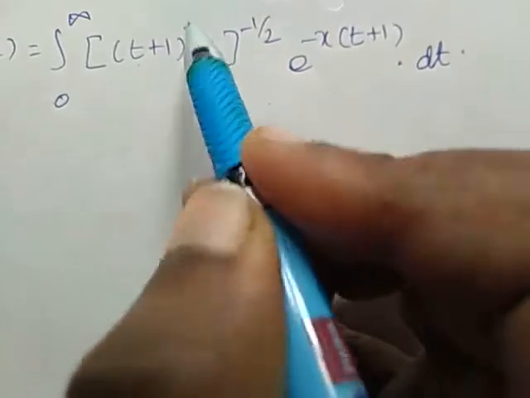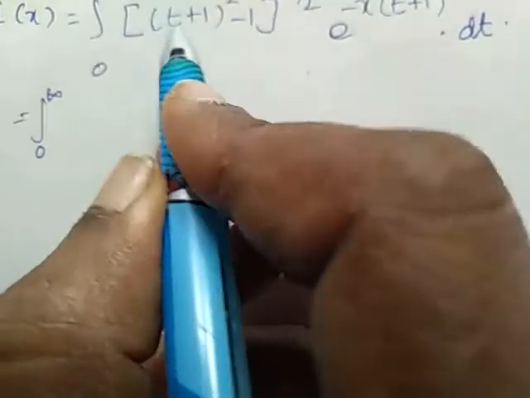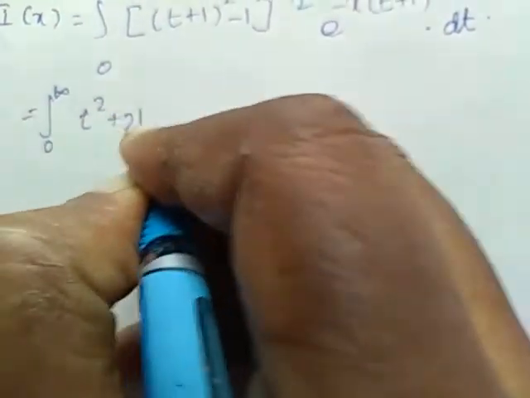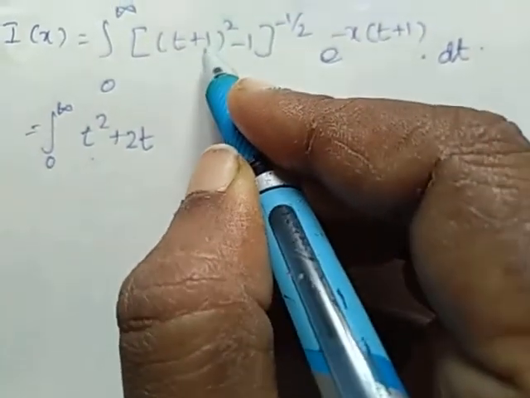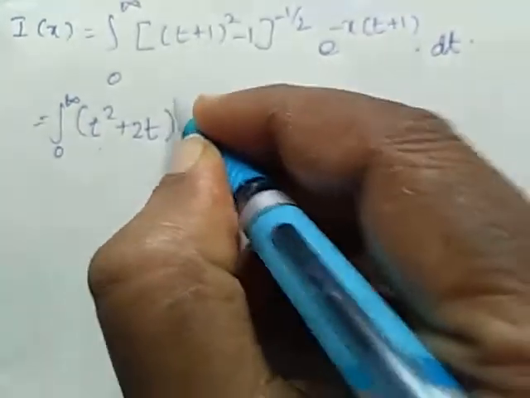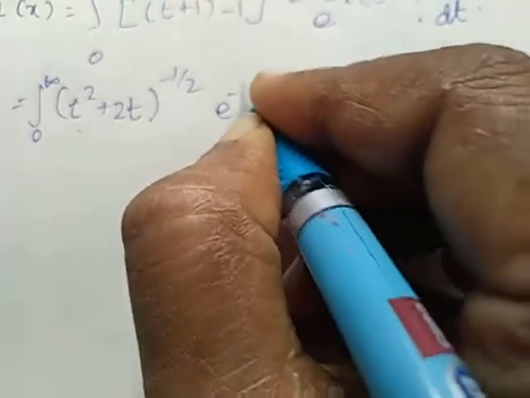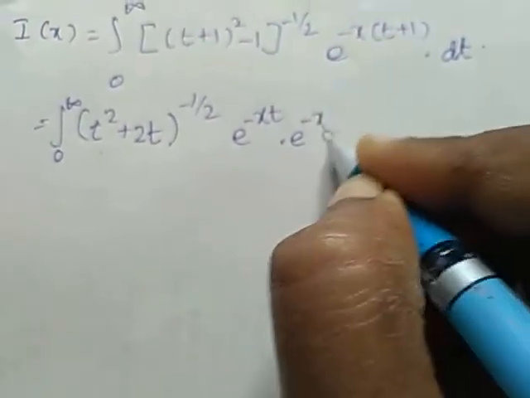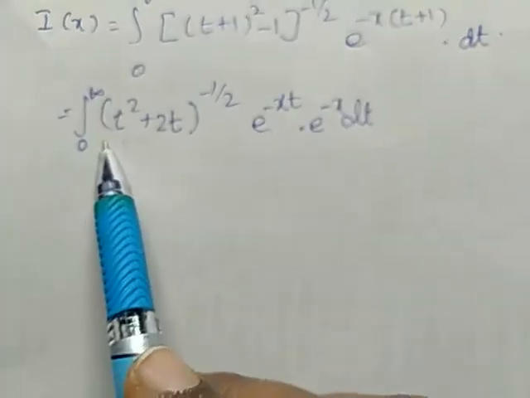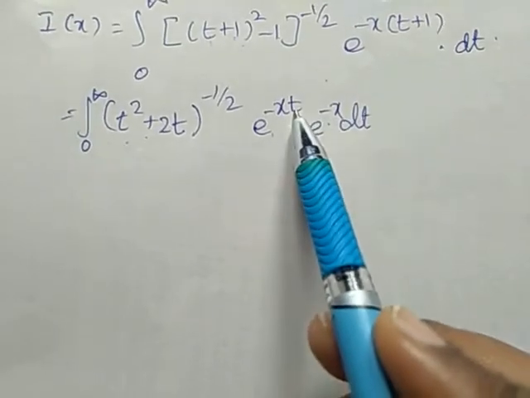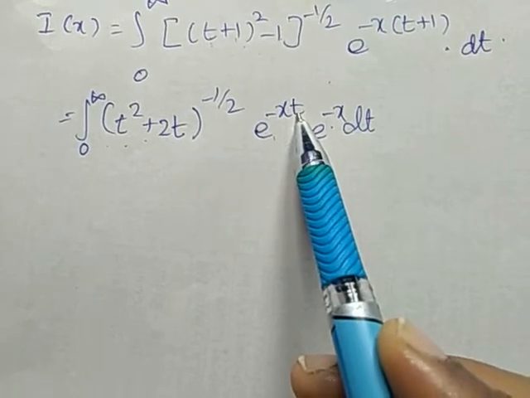When we expand (t+1) whole square using the a square minus b square formula, we will get t square plus 2t plus 1, and the plus 1 and minus 1 will get cancelled. So now we will get t square plus 2t to the power minus half, e power minus xt into e power minus x. We can take e power minus x outside, and the remaining terms are this. Now again xi of t is t itself, therefore a is 0.